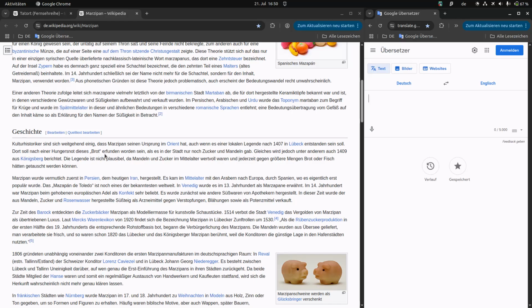should have been erfunden, invented, worden sein, which is the construction you use to say it supposedly should have been invented. Not should have, but should have been, just expresses that something supposedly happened in the past. Yeah. Common construction in German. Soll erfunden worden sein. So yeah, maybe it was being invented, this kind of bread, after a famine, als es in der Stadt nur noch Zucker und Mandeln gab.